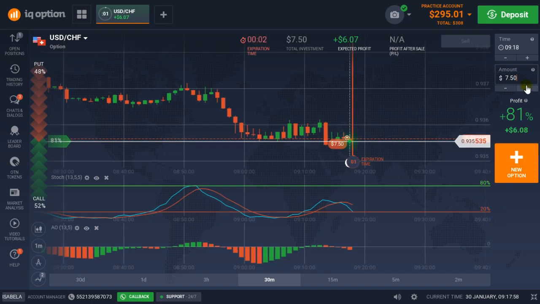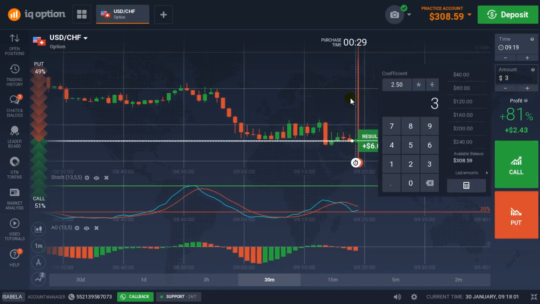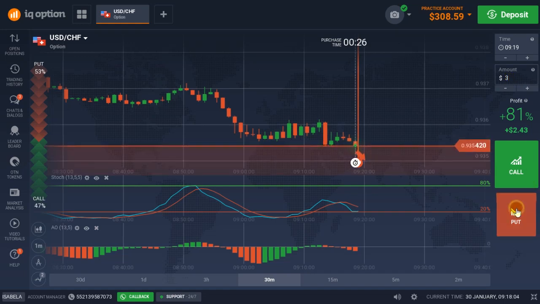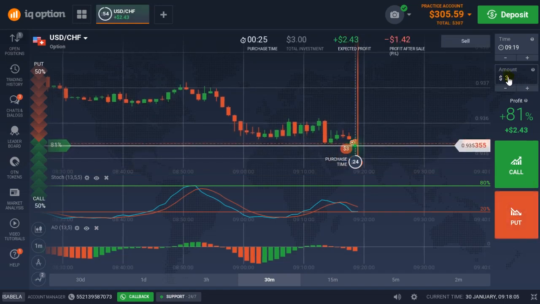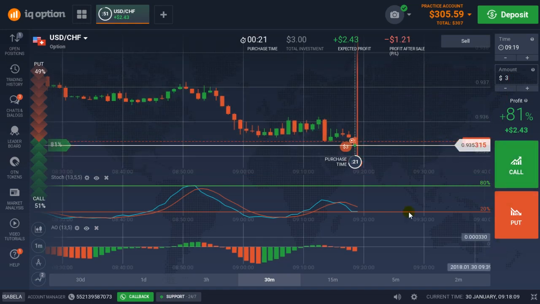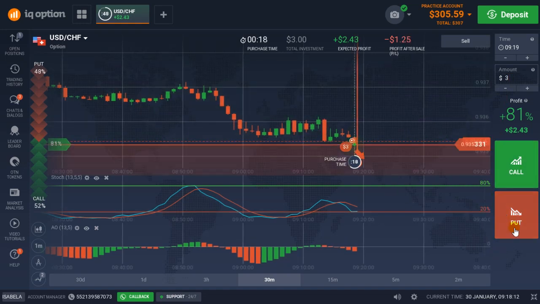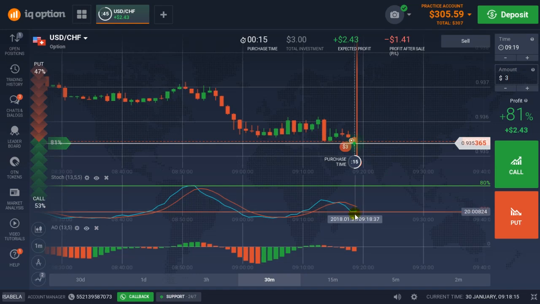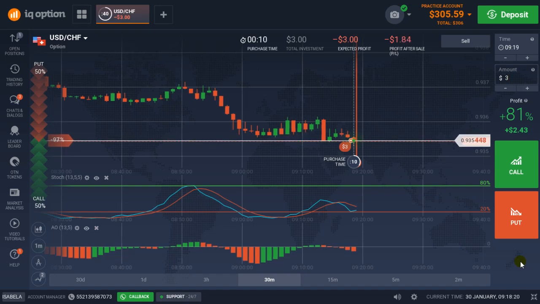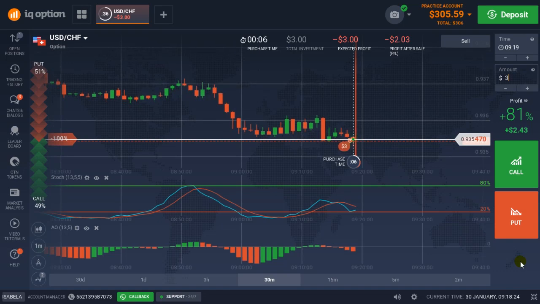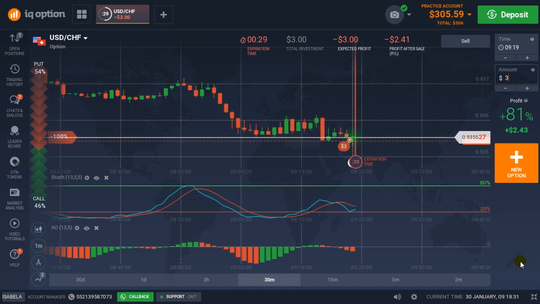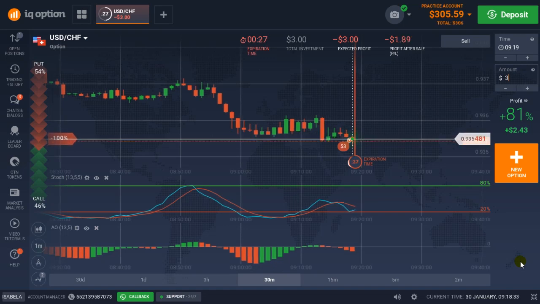So I made my money back plus a profit, and brought the initial trade down to 3 again, because my last trade was a winning trade. I'm already in another put trade because the lines are still separate, with a nice red bar. This is all, guys, about copy, paste, copy, paste, copy, paste. So win, repeat, win, repeat, win, repeat.